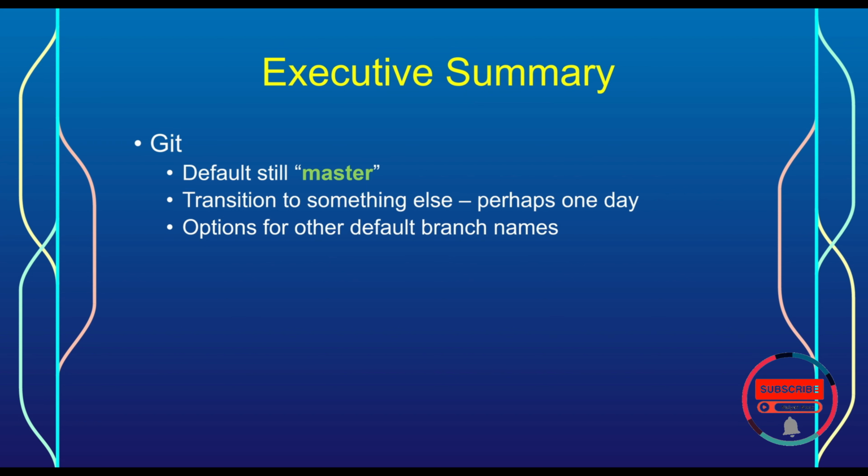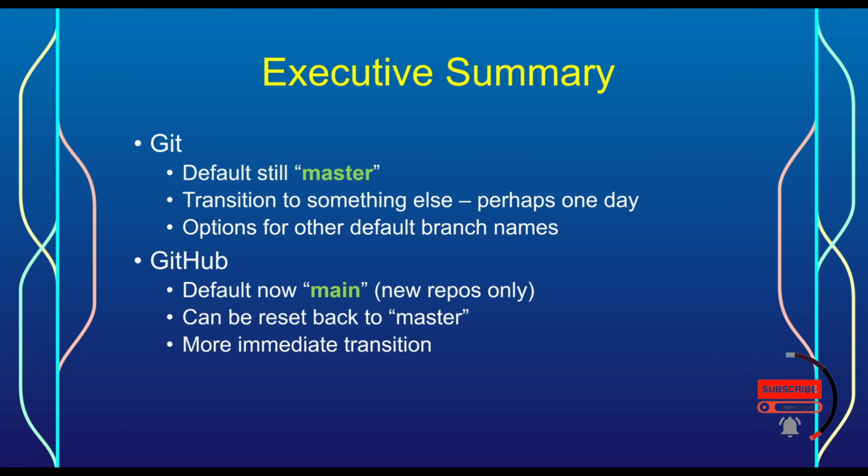As of the production of this video, the default is still master, but the Git project is actively encouraging the use of other names as the default. This could change in an upcoming update. However, GitHub, the most common Git repository hosting provider, decided to make the change more suddenly. While GitHub has not changed the default branch on existing repositories, although it certainly could do that, they did set the default branch name to main for all new repositories.